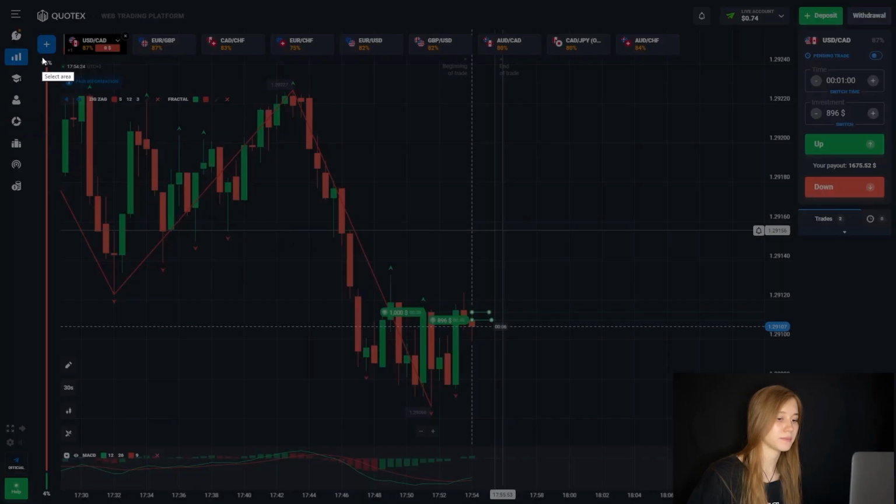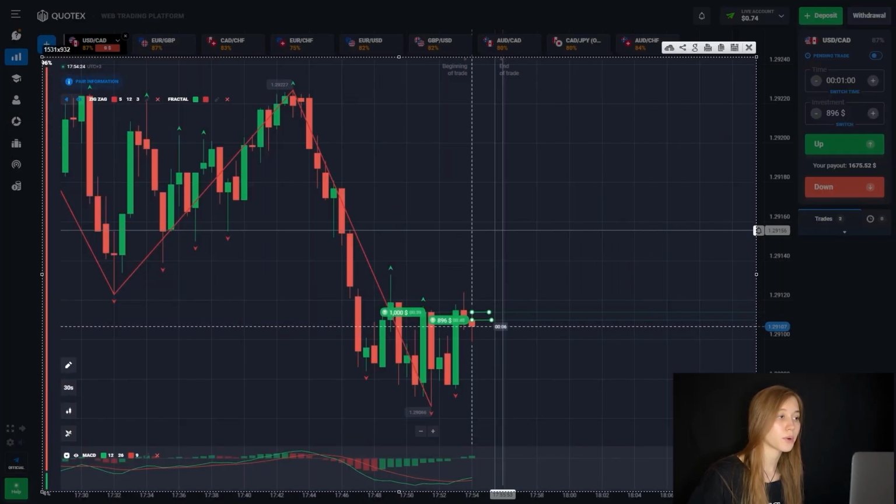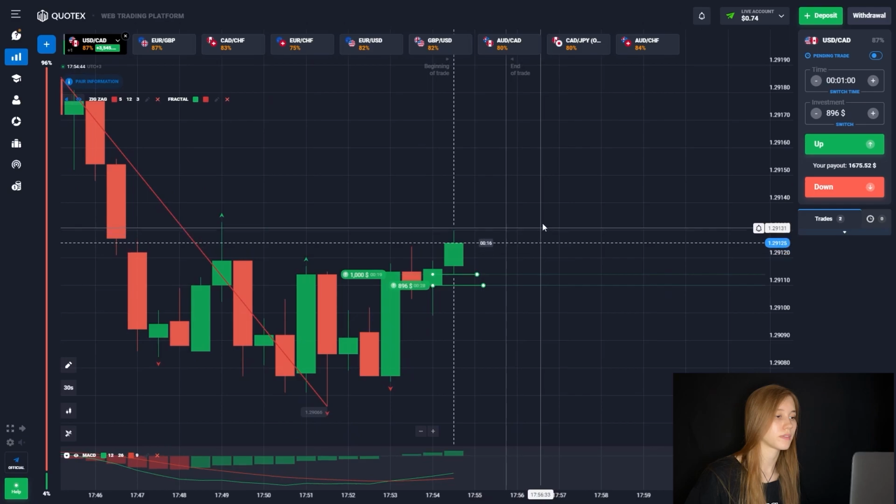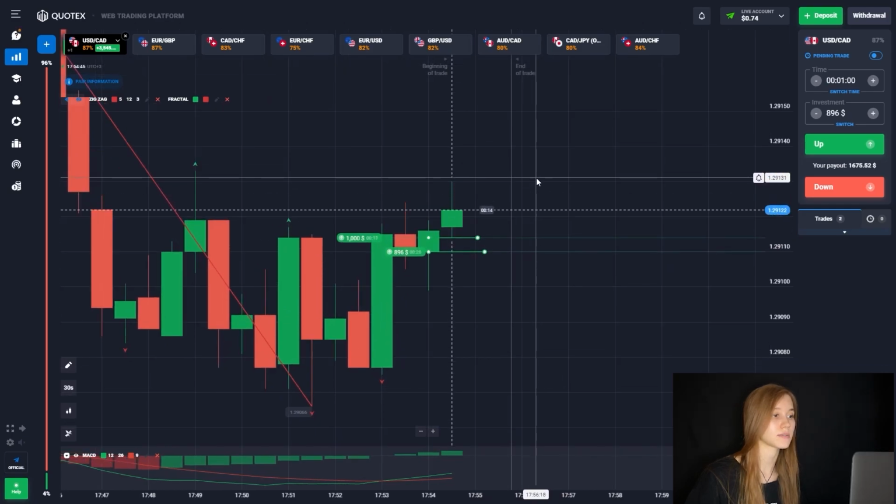So we see the formed low zone from which the price rebounded. We observe a pullback. We see that the intersection is a signal to increase. And based on this, we bet on increase. Let's see how the deal closes.